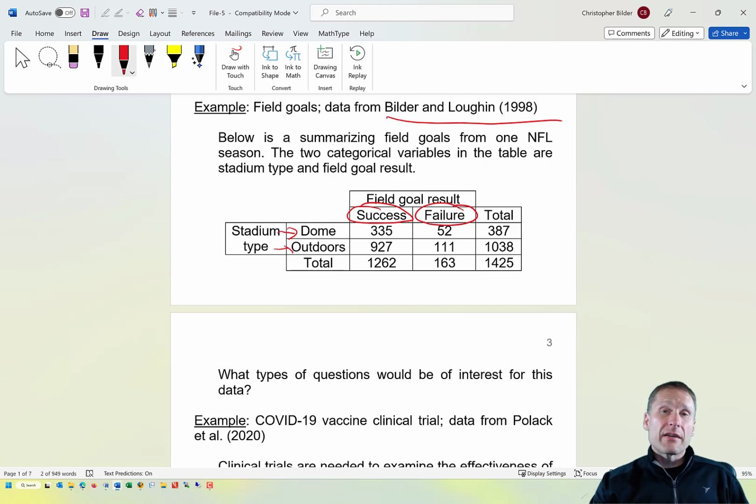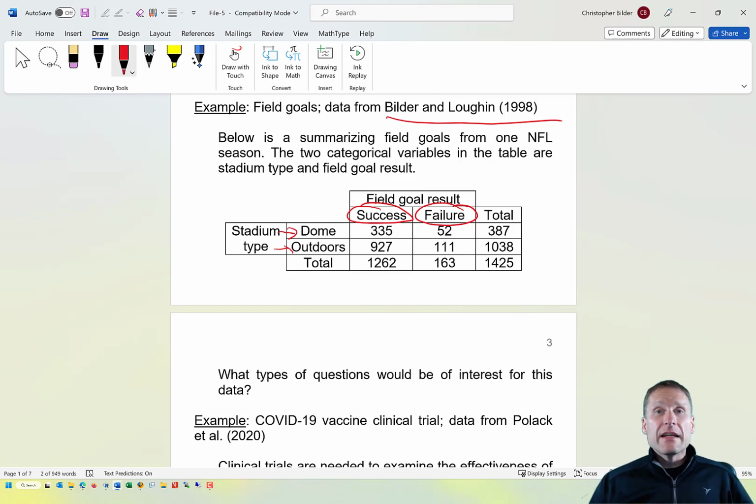Why? Well, because in an outdoor stadium, the weather can affect the field goal attempt. You know, there might be some wind involved, there might be rain, there might be snow, and those kinds of conditions might, let's say, lower the probability of success as opposed to kicking inside a dome stadium where you would think these are the perfect conditions to kick under.